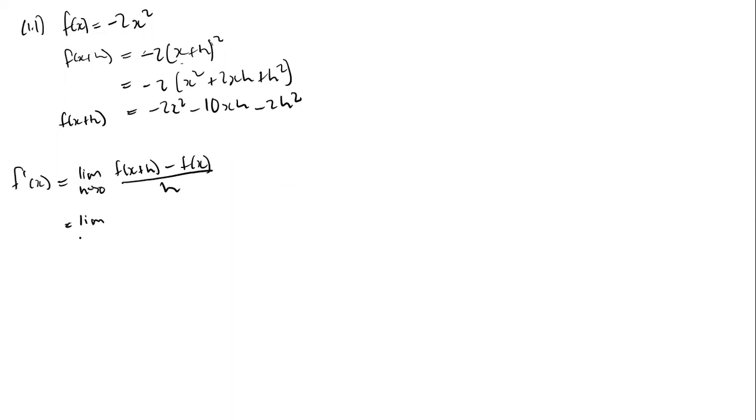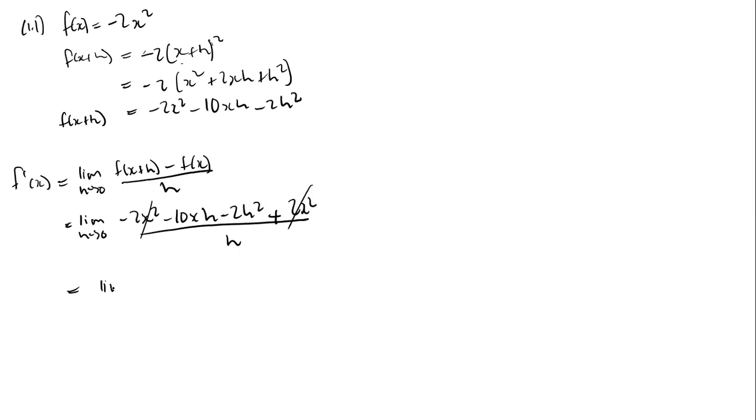Limit as h tends to approach 0. Now what is f at x plus h? It's negative 2x squared minus 10xh minus 2h squared. Subtract f of x. This negative is going to multiply with this negative, so it's going to be positive 2x squared, divided by h. Now this and this are going to fall off, and therefore I'm left with these two terms.